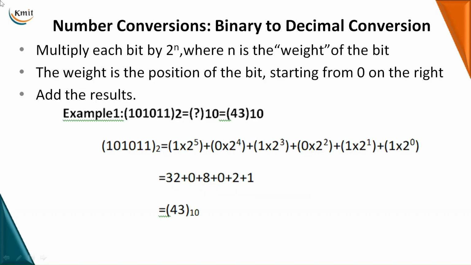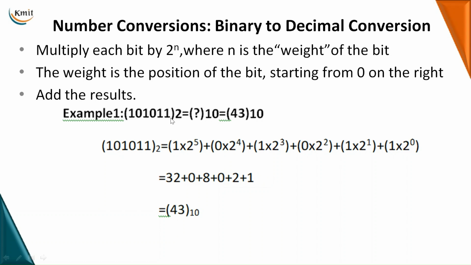Next is binary to decimal conversion. Now that you have a binary equivalent, you have to convert it into your decimal number. In this case, there are certain rules. You have to multiply each bit of a binary number by 2 to the power of n, where n is nothing but the weight of the bit, the position of the bit. Weight is the position of the bit, starting from 0 on the right. And finally, I have to add the results.